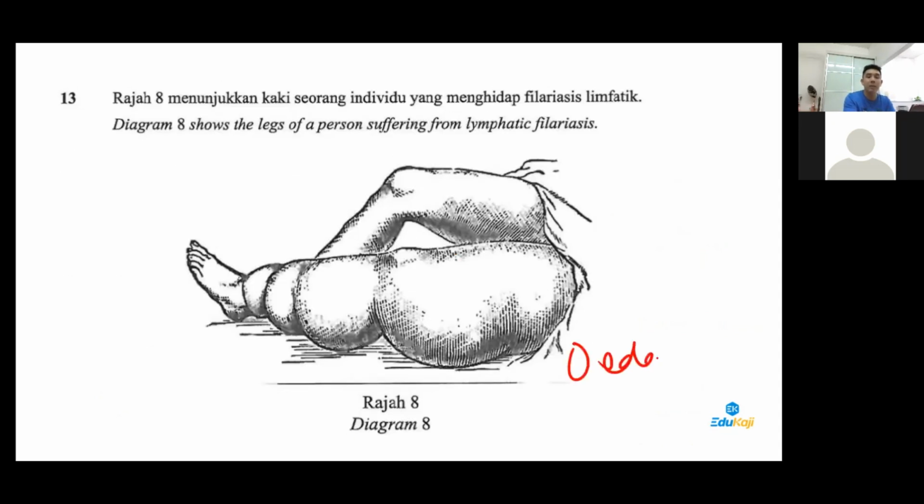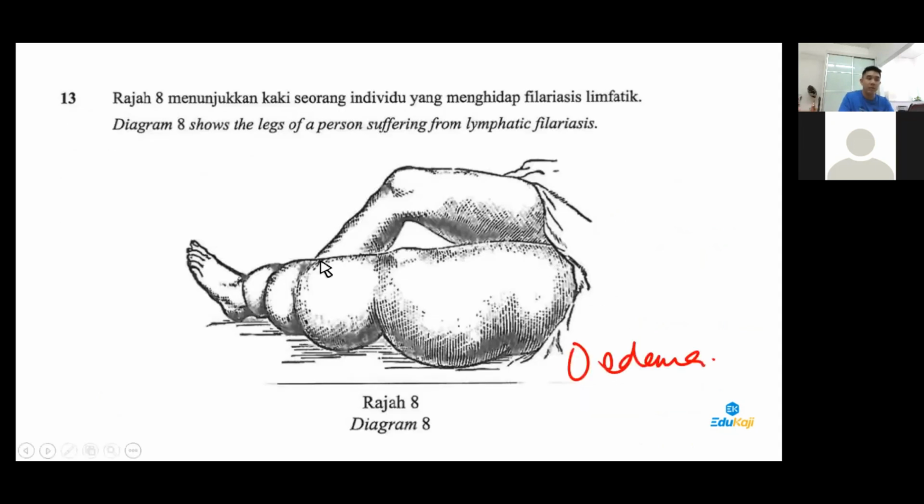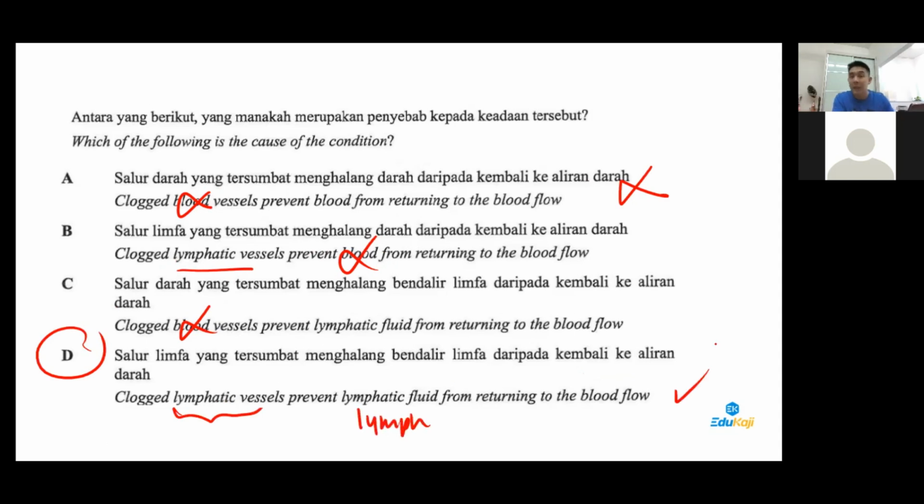13, one look, you should know this is edema. This is due to accumulation of the fluid. Actually, this is elephantiasis, something more serious than edema. So simply because, not prevent, not like that. Not blood vessel. In fact, blood vessel is wrong already. Lymphatic vessel. Guys, lymphatic vessel cannot transport blood. Lymphatic vessel transports lymph. So this comes down to answer D. Lymphatic vessel prevents lymphatic fluid, or lymph, from returning to the blood.